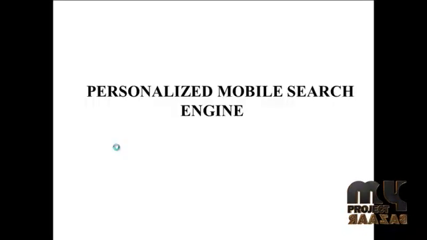In our project, the title is Personalized Mobile Search Engine to retrieve the user needed information. Here, this process is divided into two kinds: the client process and the server process. The client process is used to collect the user information. It is also divided into two things, such as user interest and user locations.